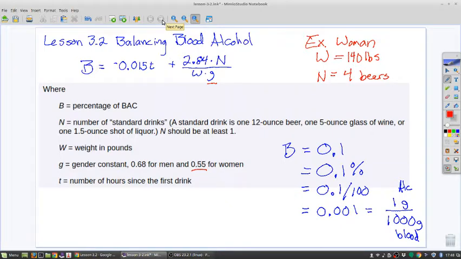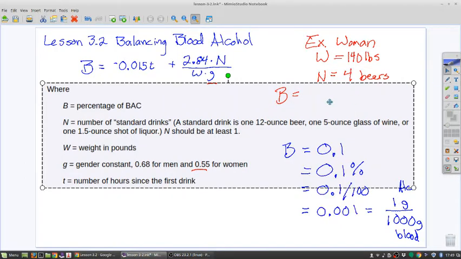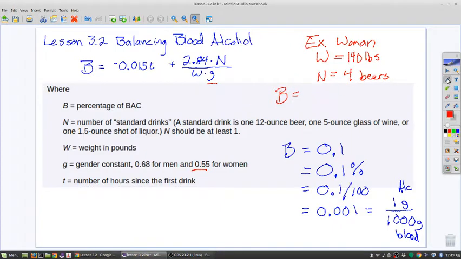So for this particular woman, I could rewrite her equation by saying her blood alcohol content is going to be equal to negative 0.015 times the time, and then this whole fraction, we cleaned that up a little bit by calculating it, is going to be about 0.148. So this is what the equation would look like for that woman, and we could look at it by plugging in numbers, which I'm going to do on the spreadsheet.